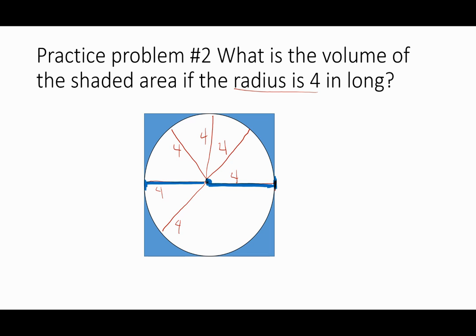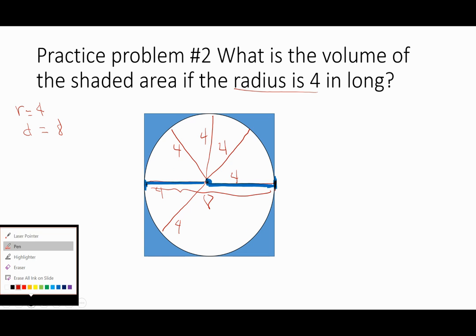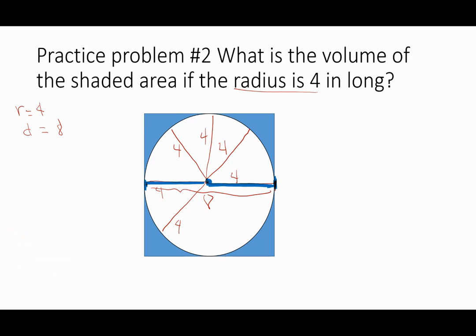So by doing that, we can figure out a bunch of different things if it touches the side in here. So first of all, this means that the radius is 4, but the diameter is 8. So if this whole thing is 8, that means that dropping that down, this whole side is also 8.